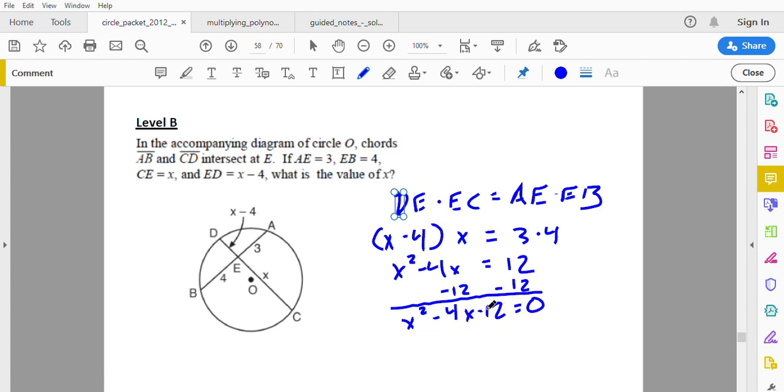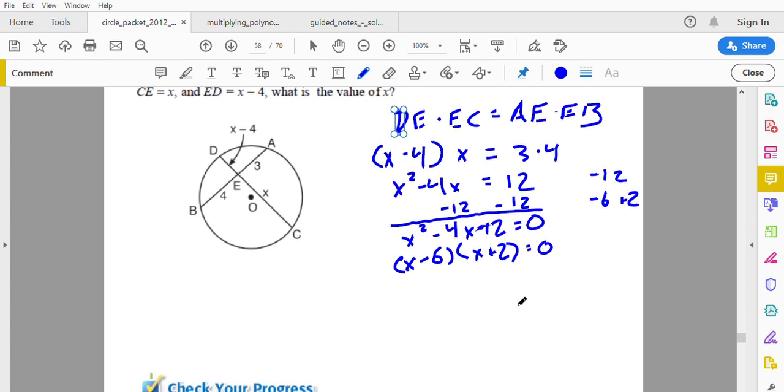What are my factors? Again, I know a lot of you guys have been trying to forget this since last year. What are my factors of negative 12 that add up to negative 4? I'm pretty sure that's going to be negative 6 and positive 2. Negative 6 times positive 2 makes negative 12. Negative 6 plus positive 2 is going to make negative 4. So what do we have? X minus 6 times X plus 2 equals 0. Again, little stroll down memory lane. Okay, X minus 6 is equal to 0, and X plus 2 is equal to 0.